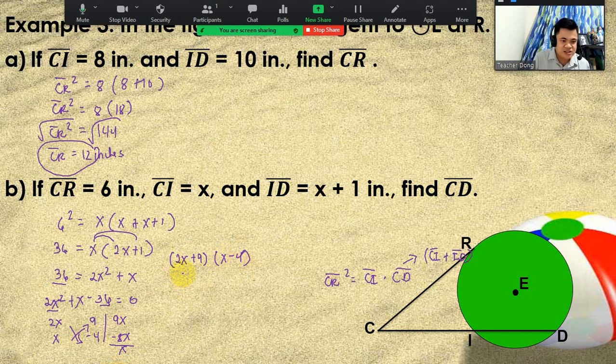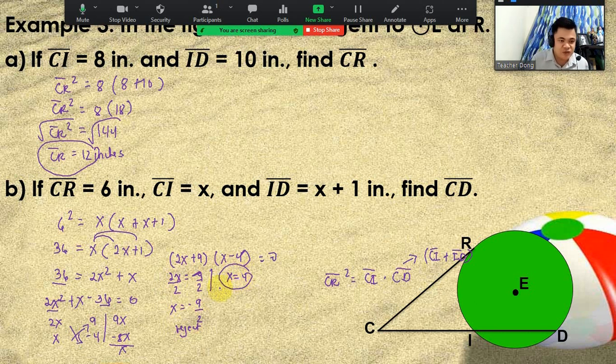Okay, then the next thing is to set each factor equal to 0 and solve for x. So 2x equals negative 9. As you can see, it's rejected because it's negative. So divide both sides by 2. X is equal to negative 9 over 2. So this is rejected because it's negative. X minus 4 is equal to 0, so x is positive 4. The value of x that we're going to use is positive 4.